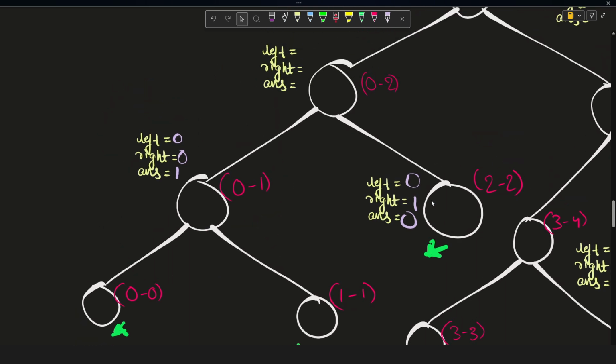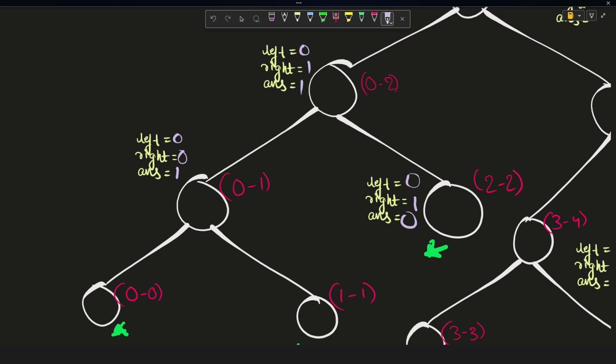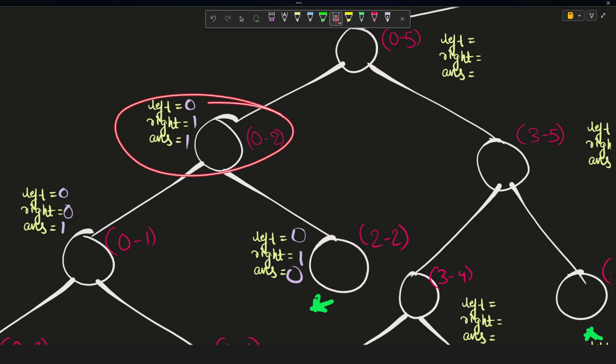And now what we have to do? We have to combine the result of these two child nodes into this node. So let us do that quickly. What will be the value of left? It will be equal to 0 plus 0, that is 0, minus the common thing, that is the minimum of 0 and 1, which is 0. So 0 minus 0 will remain 0. Similarly, for the right, it will be 0 plus 1, which is 1, minus 0, so 1. And answer will be 1 plus 0, which is 1, plus the minimum, which is 0, so 1. In this way, the result for this range is also calculated.